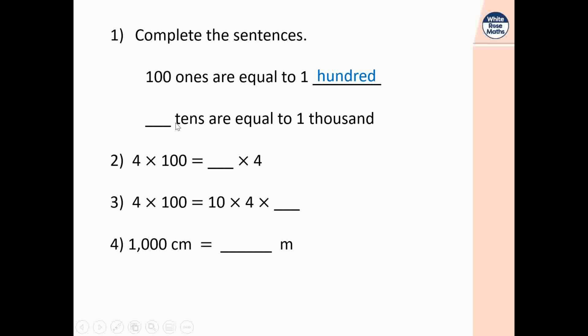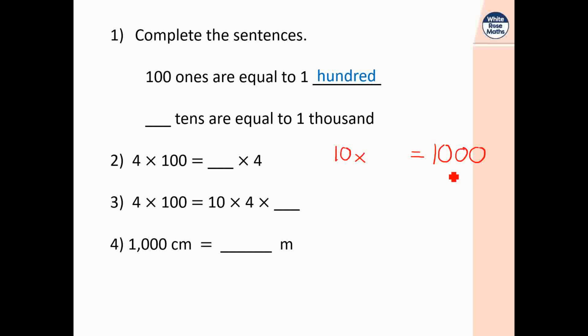Okay, so how many tens are equal to 1,000? Okay, yeah, maybe you saw the answer. To make it clear, I can. Where's my pen? There it is. Okay, so we have 10. Okay, but we have to make 1,000. This is 1,000, yeah?